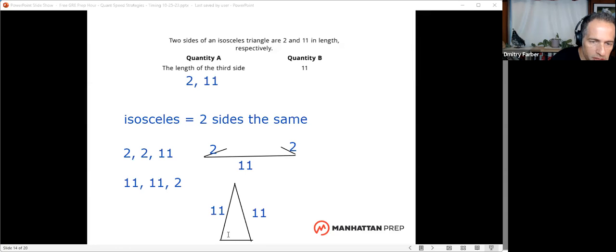And this just tests our third side rule, which is that the third side of a triangle has to be greater than the difference between the two other sides and smaller than the sum. So if you have two sides of 2 and 11, the third side could be anywhere between 9 and 13.